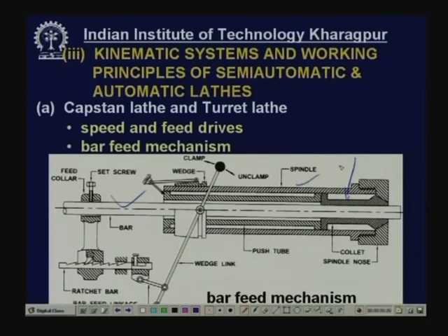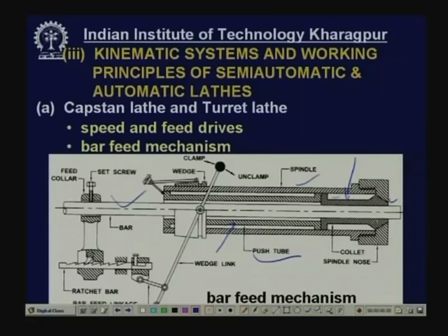This is the spindle, and held within the spindle there is a collet. So, this collet holds the job tightly. How? The collet has a taper end. Against the taper end of the spindle, this collet is pushed by a push tube. This is the push tube. This push tube is pushed by this taper ring.